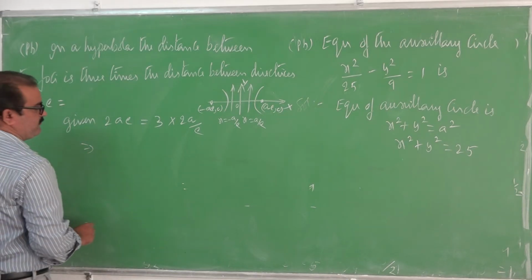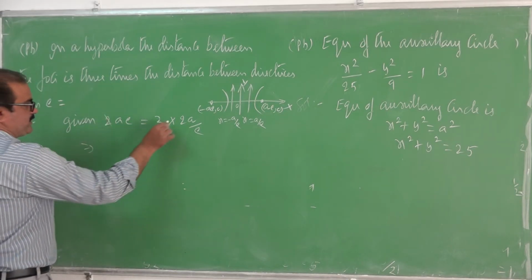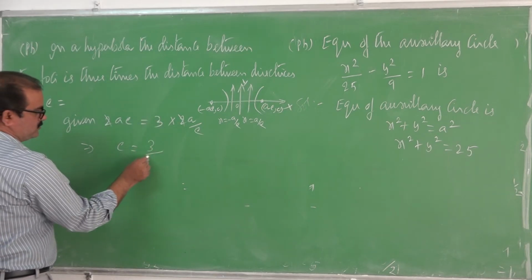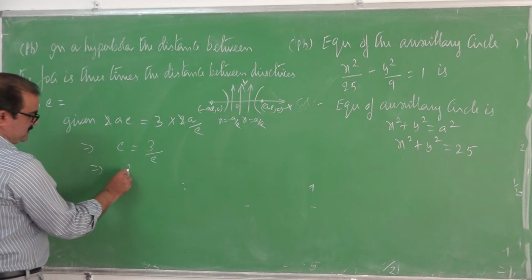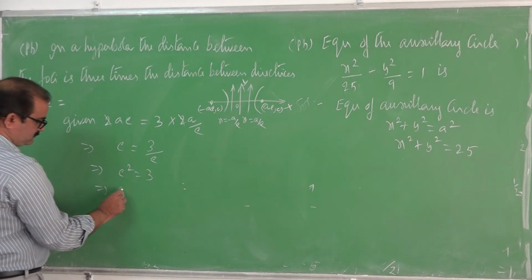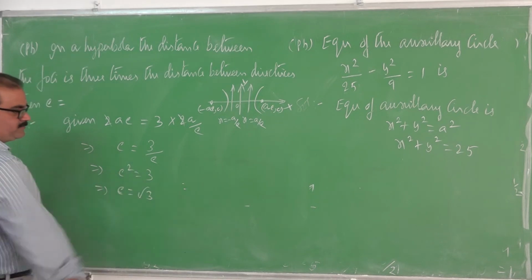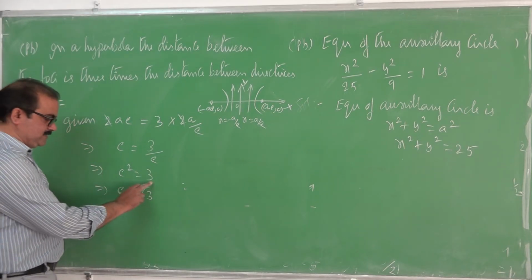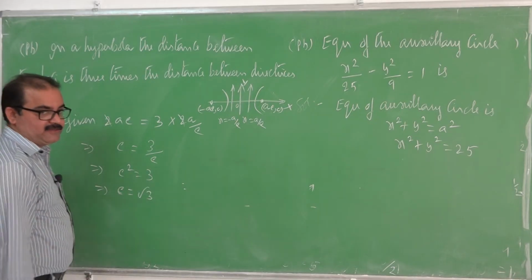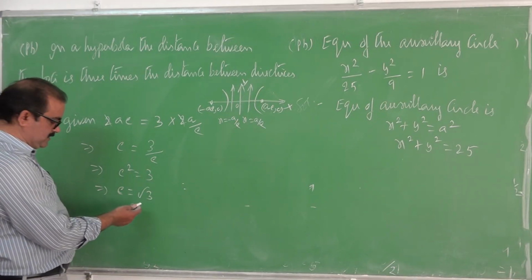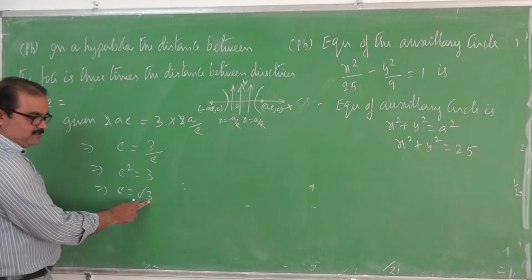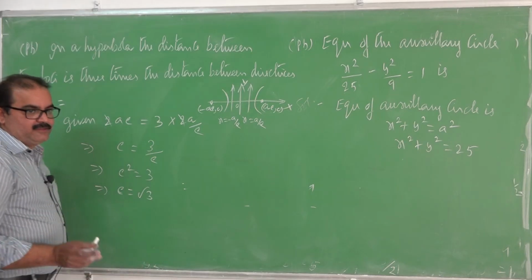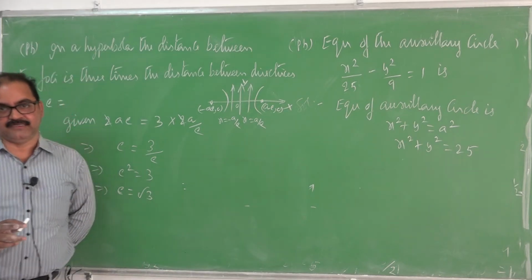Now based on this, find the e value. Here 2 gets cancelled, a gets cancelled. We get e is equal to 3 by e. So e square is equal to 3, e is equal to root 3. Observe one important note here. Always in a hyperbola, eccentricity is greater than 1. Then check the answer also. What is the value of root 3? 1.7. It is greater than 1. In an ellipse, eccentricity is always less than 1.